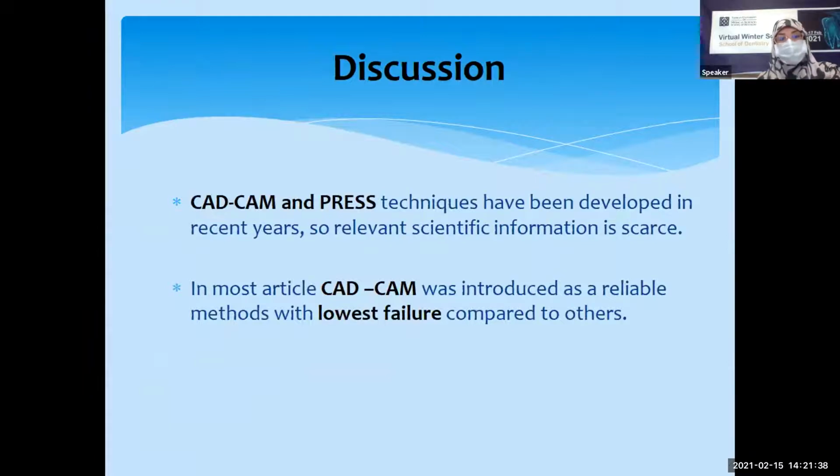But finally, CAD-CAM and press techniques have been developed. Actually, in most articles, CAD-CAM was introduced as a reliable method with the lowest failure. But because CAD-CAM and press techniques have been developed in recent years, relevant scientific information is scarce.